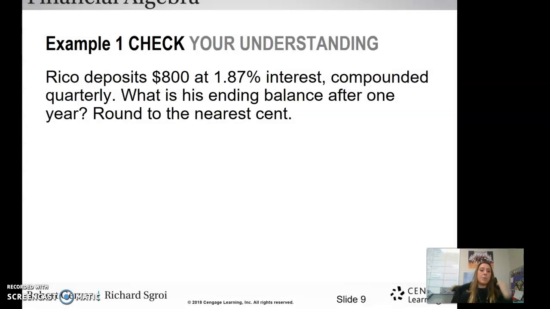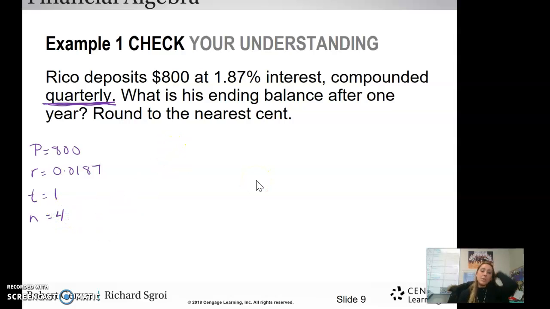So here is an example. We are going to set these things up exactly like we have in the past. Our principal: Rico deposits $800 at a 1.87% interest. It's going to be compounded quarterly. I'm going to underline quarterly because that's going to help me determine some of my stuff. What is his ending balance after 1 year? So my principal is 800. My rate as a decimal is 0.0187. My time is still 1 because it says ending balance after 1 year. But now I have my n, and my n is going to be equal to quarterly. And if we look at our notes from the other day, we would know it's 4.